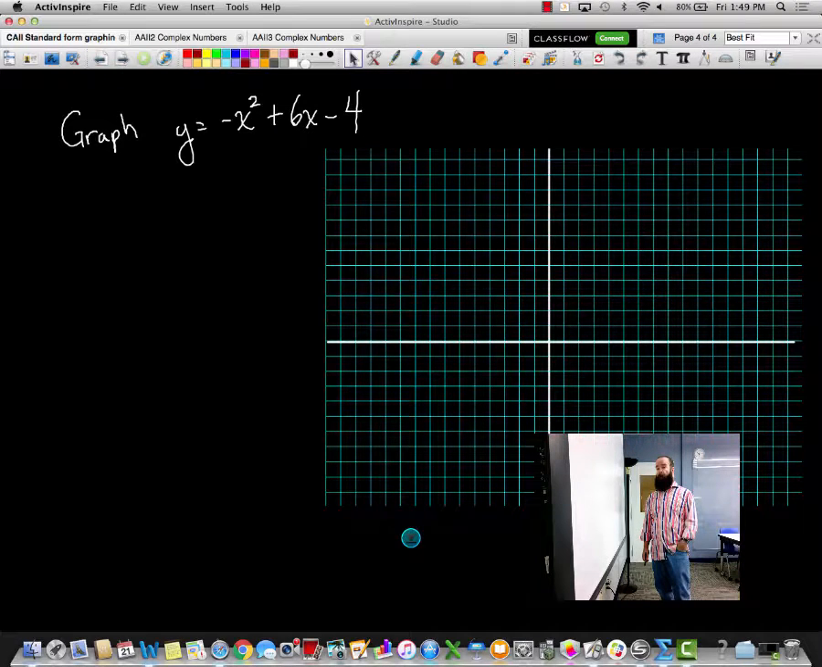This is an example of graphing a parabola whose equation is in standard form. So I'm going to walk you through step by step so you have a video reference. The first step when you have something like this in standard form is to get the x value of the vertex so you can center your t-chart.